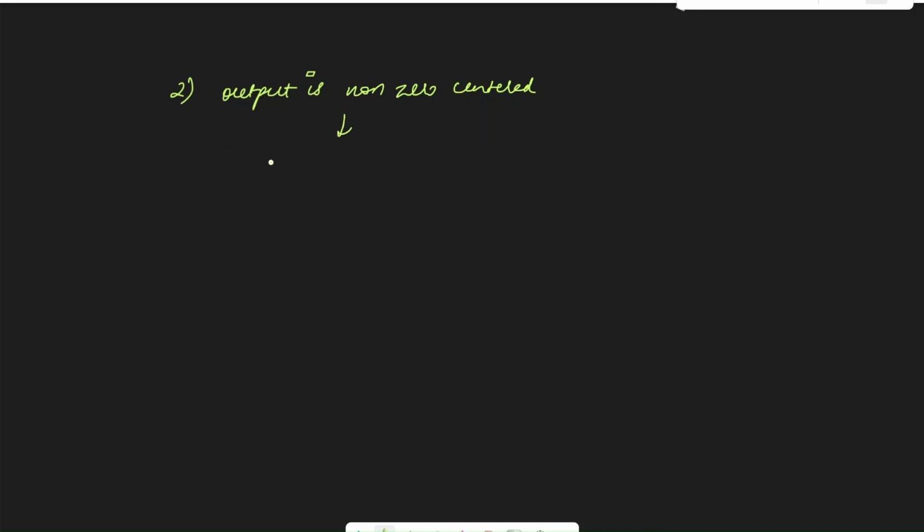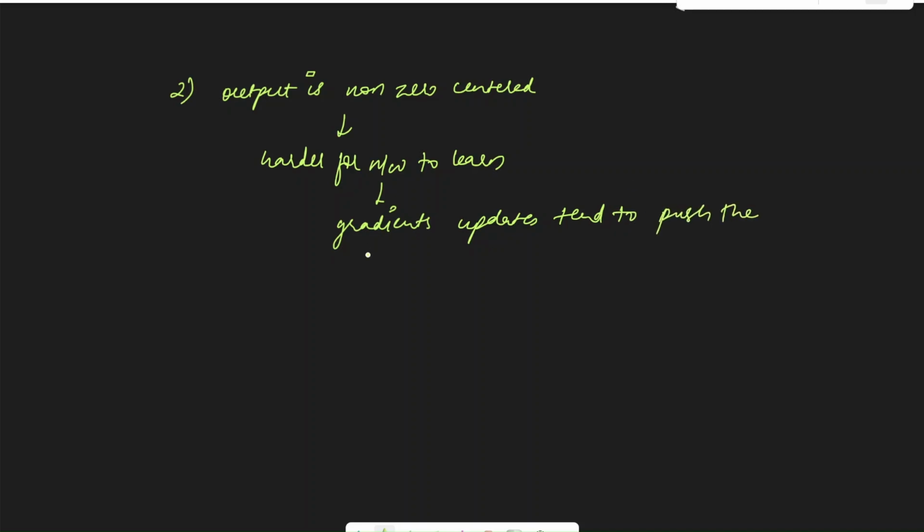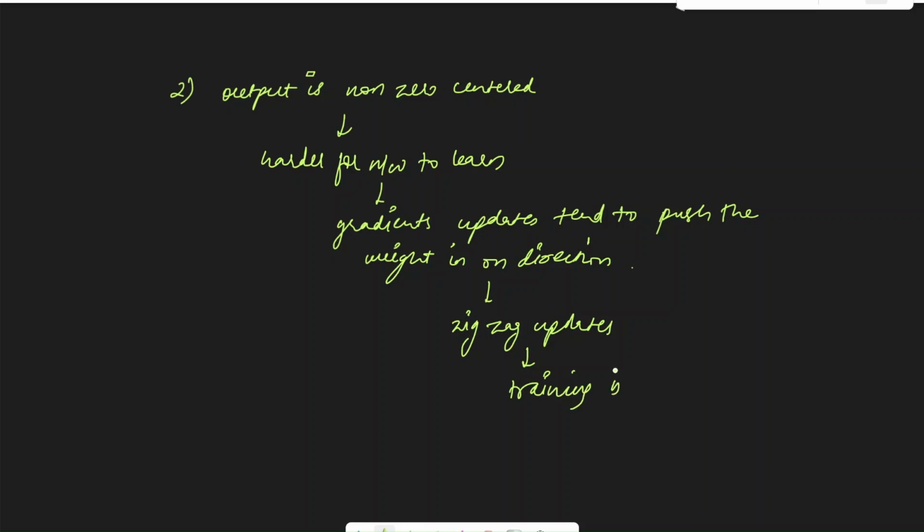And because it is a non-zero centered function, it makes it harder for the network to learn. Why? Because of the gradients. The gradient updates tend to push the weights in one direction, because we don't have any negative value to cancel its effect. So the gradient is pushed in one direction, and this causes zigzag updates during gradient descent, and because of this, training is slower. So this is another disadvantage of using a ReLU function.